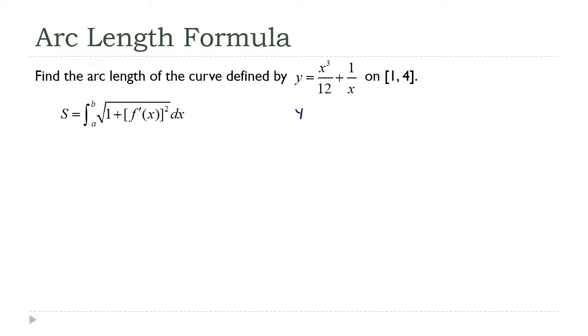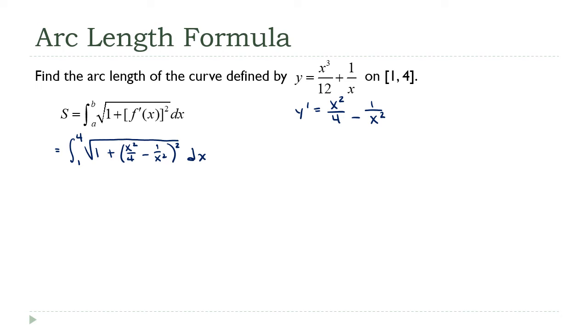So y prime, that's going to be 3x squared over 12, which is 1/4. So this will be x squared over 4 minus 1 over x squared. All right, we're going to square that and add 1 to it. So let's go to the formula over here. This is the integral from 1 to 4 of the square root of 1 plus this kind of weird expression here, x squared over 4 minus 1 over x squared, dx.